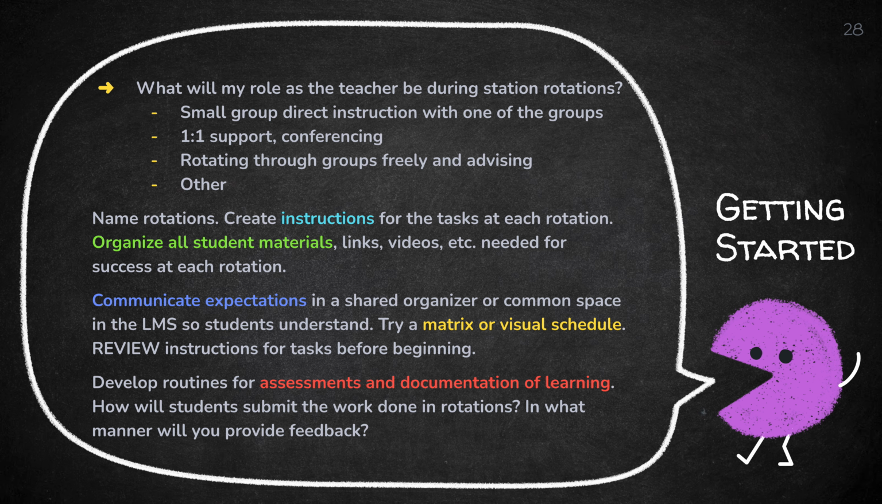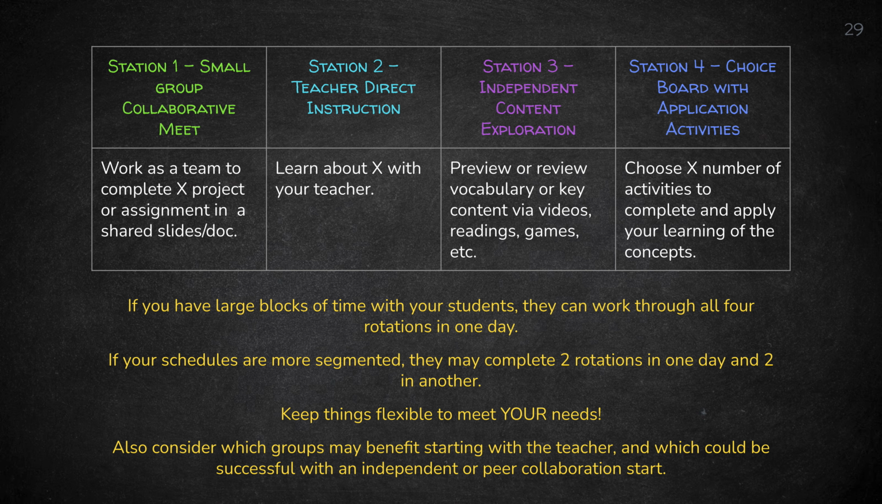The communication piece is huge. If you have not done station rotations before, you are going to need to communicate clearly how it will work before you start. Do not throw them into groups, into rotations before going through the instructions at every rotation. Try a matrix or a visual schedule like the ones that you've seen in this deck, and always develop routines for assessing and documenting learning. How are students going to submit the work that they've done in the rotation, and in what manner will you provide feedback? So it could look something like this.